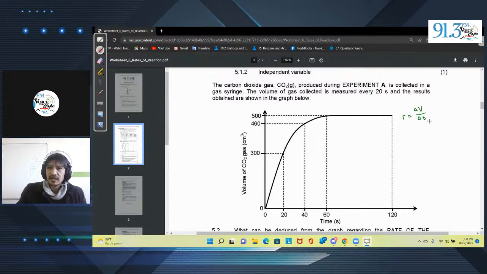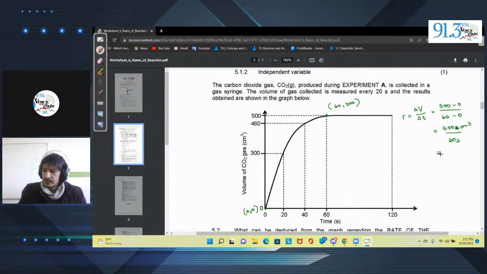This is much like finding a gradient. If we look at this graph over here, we're going to do change in y over change in x. We're going to select this point and this point. This point here is 60, 500. And this point here is 0, 0. So our rate of reaction is going to be volume, 500 minus 0, over 60 minus 0. This is centimeters cubed, and this is in seconds. So we have 500 centimeters cubed over 60 seconds.